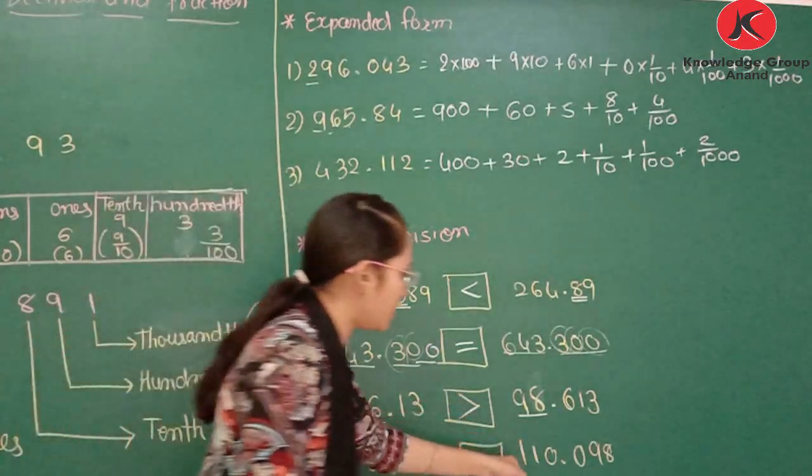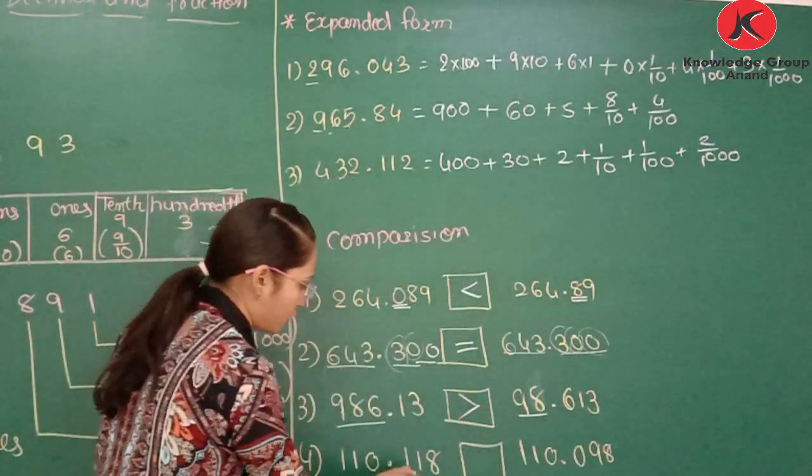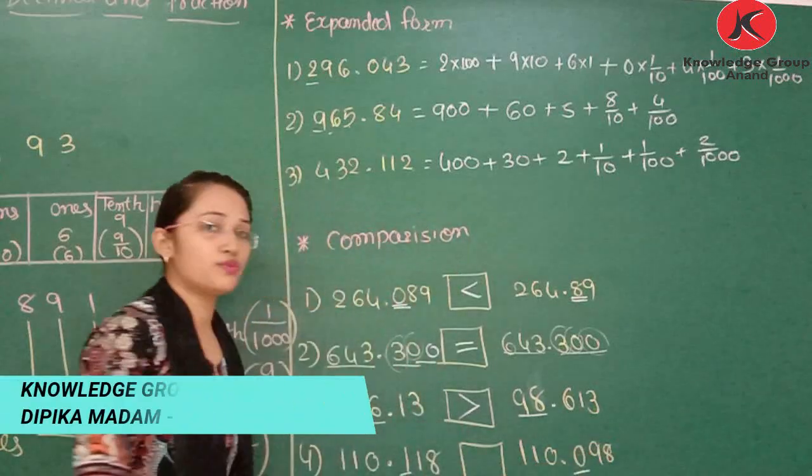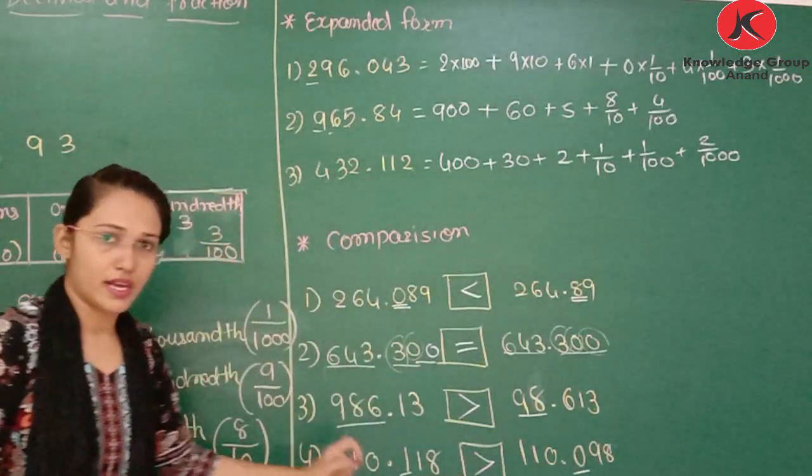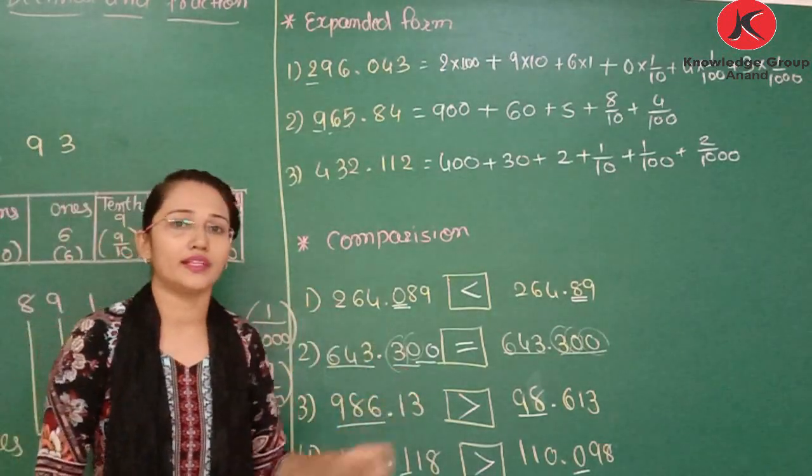110. Here it is also 110. After that 1 and here is 0. Which one is greater? 1 or 0? 1. So this is the greater than sign. Clear? This way we can compare decimal numbers.